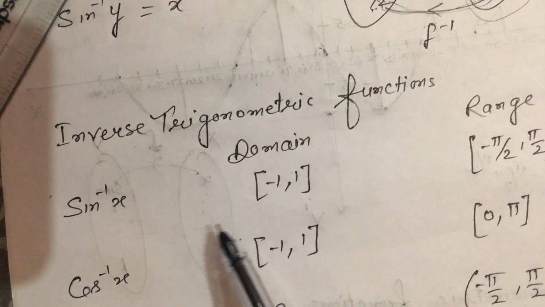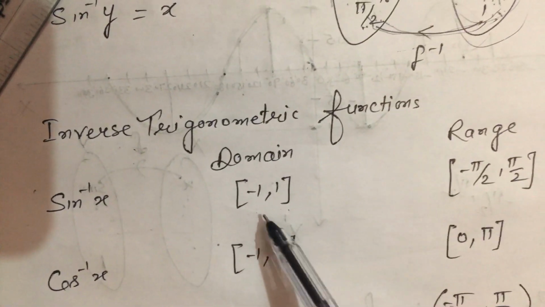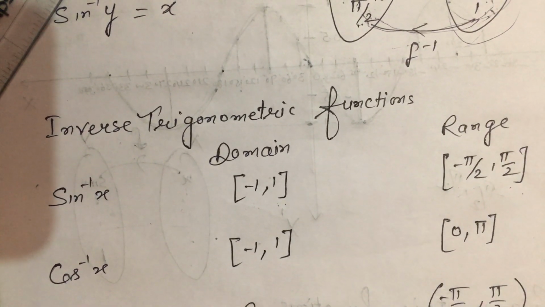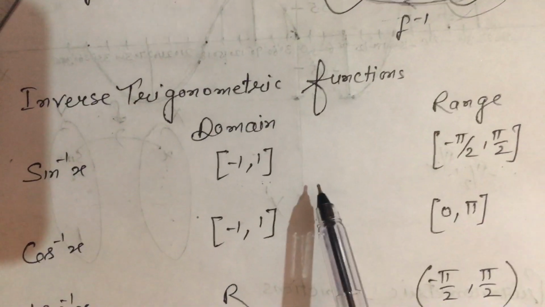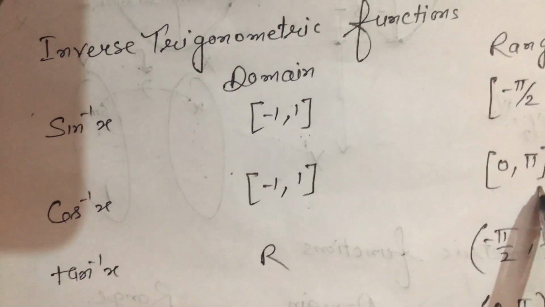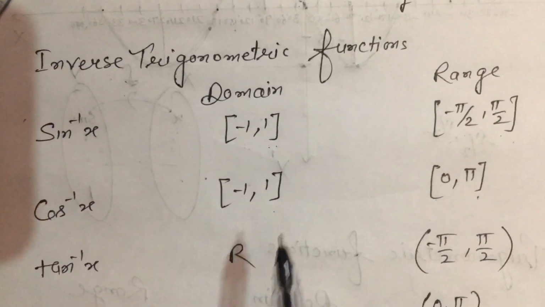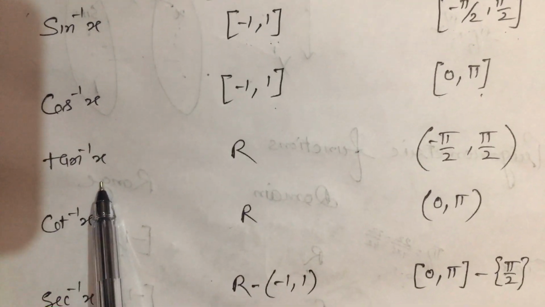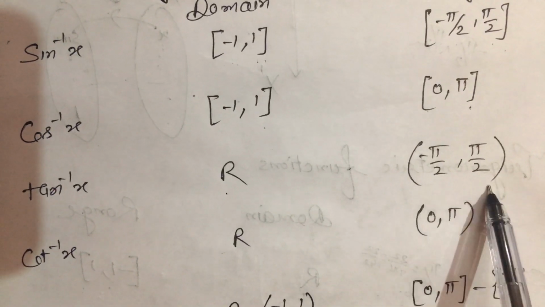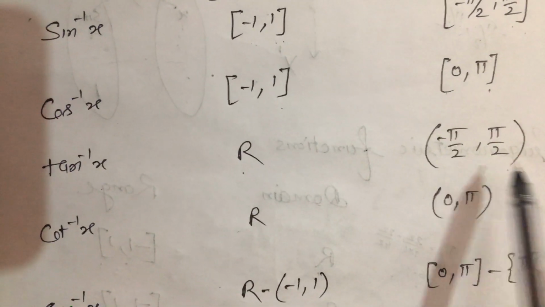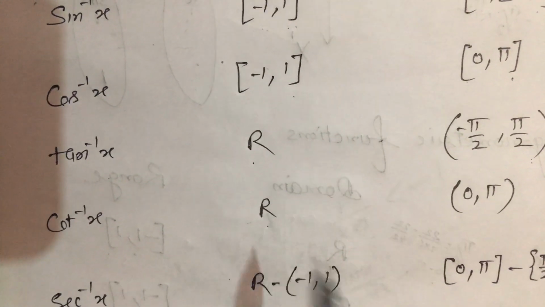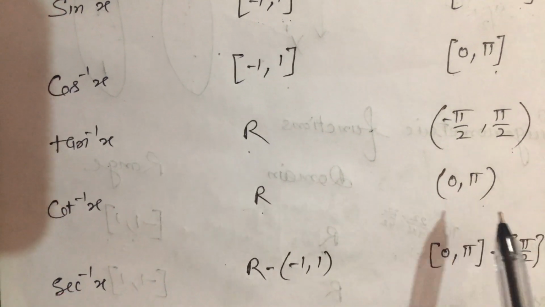So sin inverse x domain will be -1 to 1, and range will be -π/2 to π/2, because in this interval the function is 1-1 and onto. Then cos inverse x domain is -1 to 1 and range is 0 to π, because in 0 to π it is a 1-1 and onto function. Tan inverse x domain is all real numbers and range is -π/2 to π/2. Cot inverse domain is all real numbers and range is 0 to π.